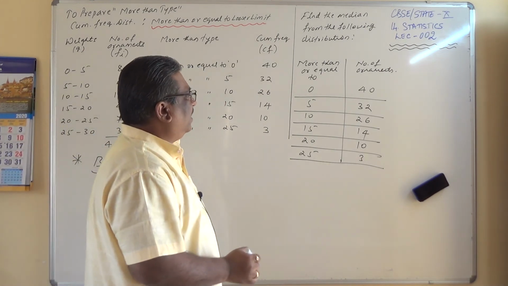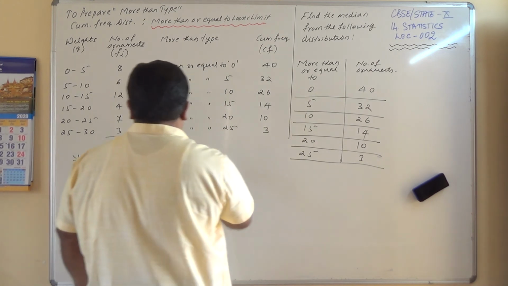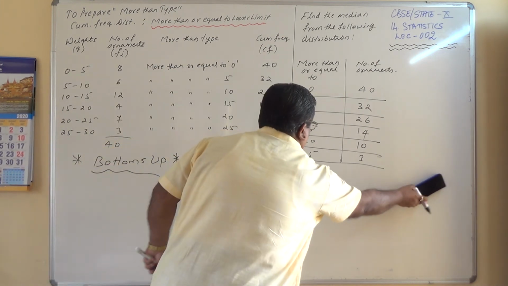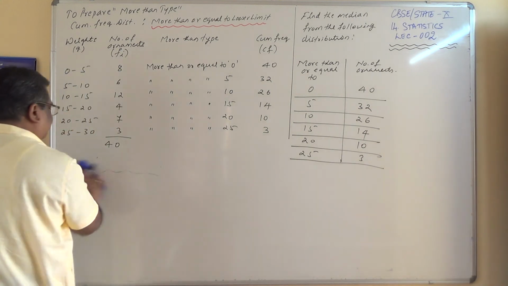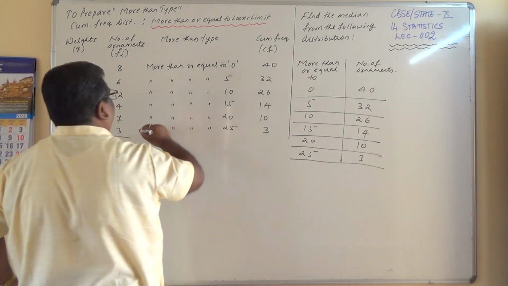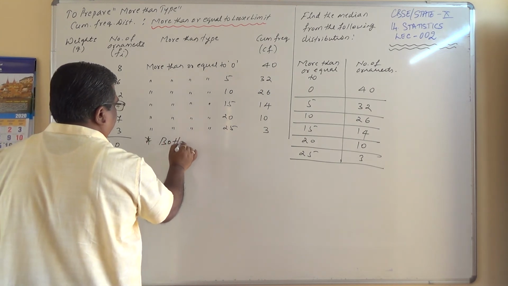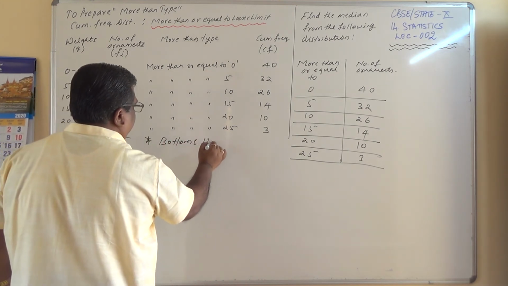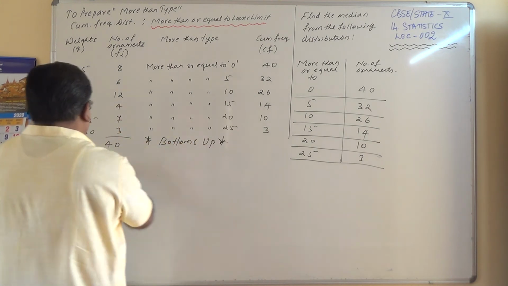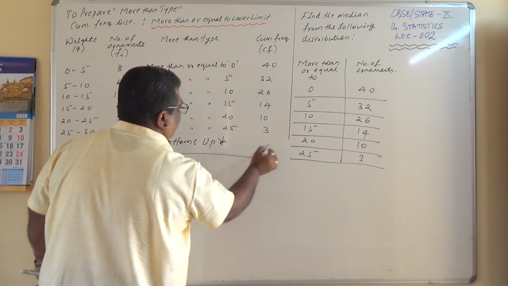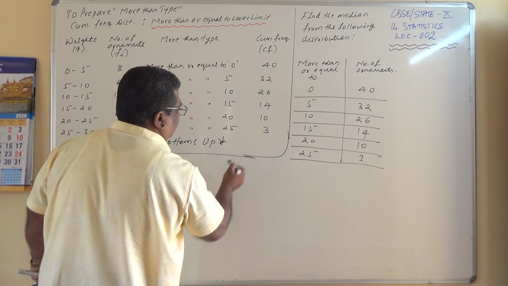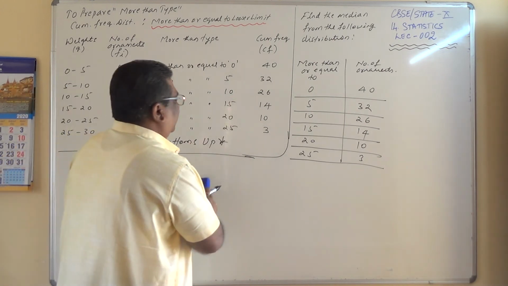Next, how to find out from this distribution the median. So let us find that one. How to find out the median from that. So bottoms up, remember, here I'll write the method to find out this one. Anyway, we are not concerned about the bottoms up now because we know already how to do that, but our problem is totally different.